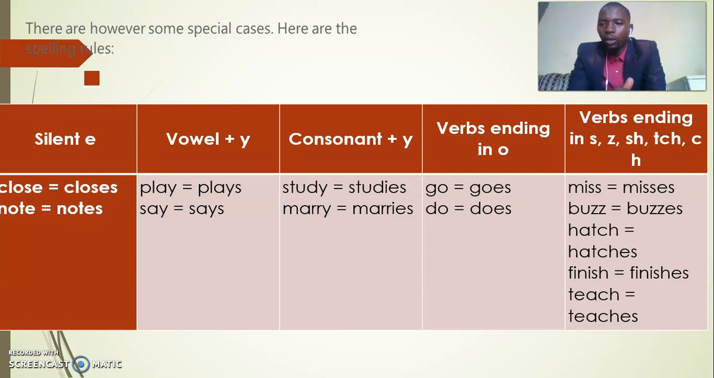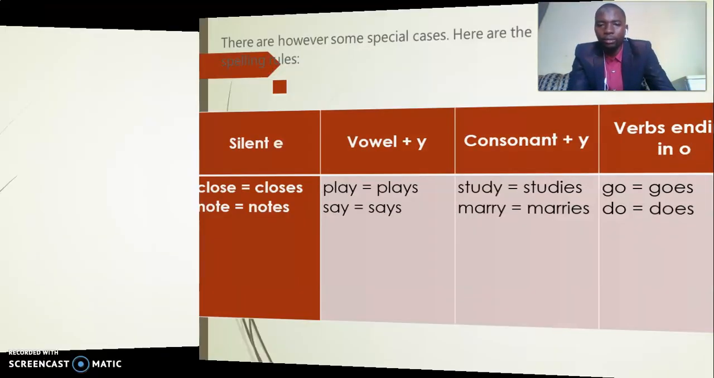Verbs ending in S, in Z, in SH, and so on. There again we put ES to the verb in the simple present tense, but with the third person singular, he, she, and it. For example, I can say, I miss, he misses, etc.